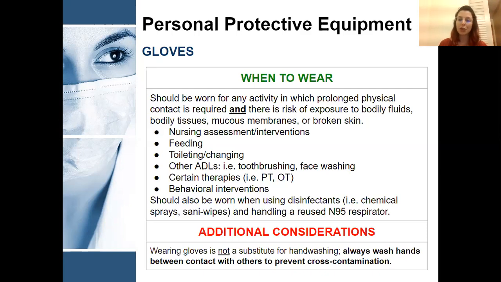other ADLs such as toothbrushing, face washing, any ADL where you might come into contact with a mucous membrane, again, eyes, nose, mouth. Certain therapies such as PT or OT, behavioral interventions, and gloves should also be worn when using disinfectants such as chemical sprays or Sani wipes, and handling a reused N95 respirator. Additional considerations for gloves are that wearing gloves is not a substitute for hand washing. You always want to wash hands between contact with others to prevent cross-contamination.